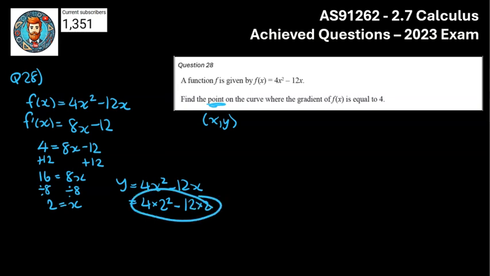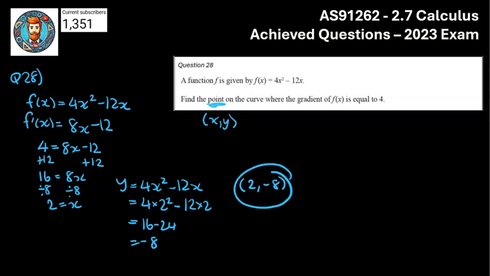You should probably just do this in the calculator in your exam, but I'll do it manually at the risk of doing a math error. So I'm going to have 16 minus 24. So y is equal to negative 8, which is exactly what I'm expecting. So therefore I can state my coordinate. My point would have been (2, negative 8). And because it's asked for a point, you do need your coordinate form there.